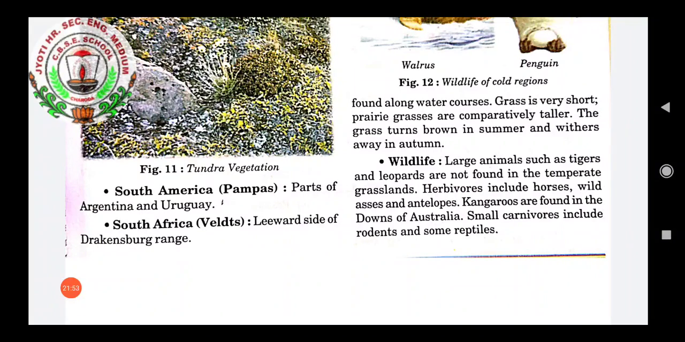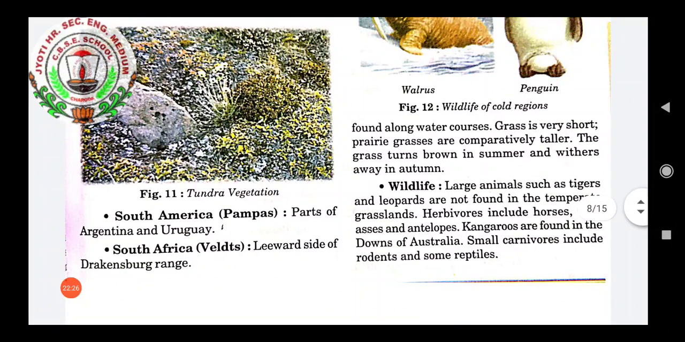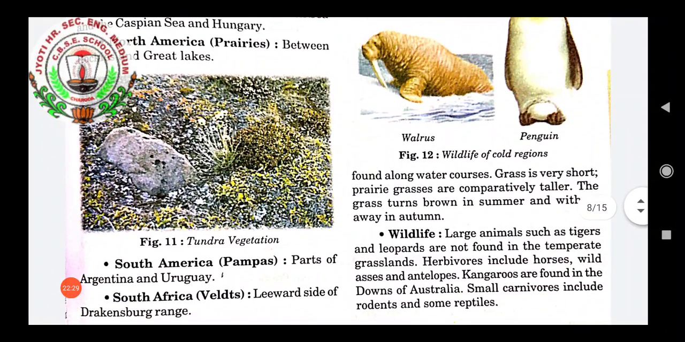Now in wildlife, large animals like tigers and leopards are not found in the temperate grasslands. Herbivores we can find here: horses, wild asses and antelopes. Kangaroos are also found, but only in the downs of Australia. Besides this, some small carnivores are also there, including rodents and some reptiles. The reptiles we have discussed earlier are also found in this vegetation of temperate grassland.